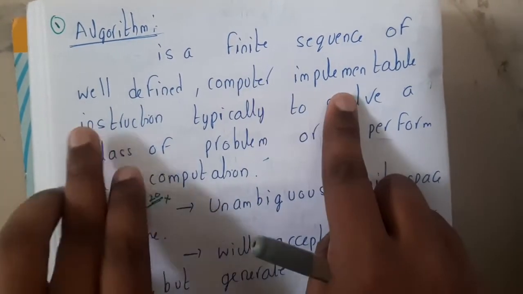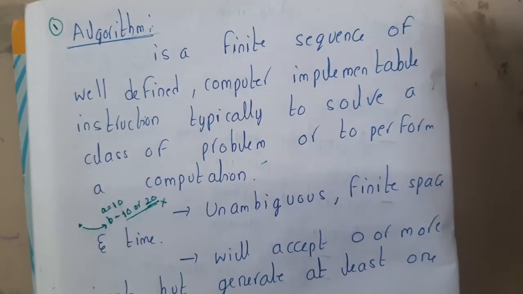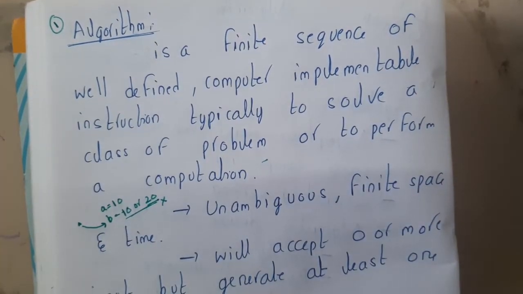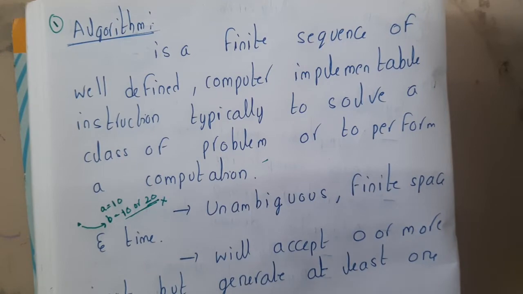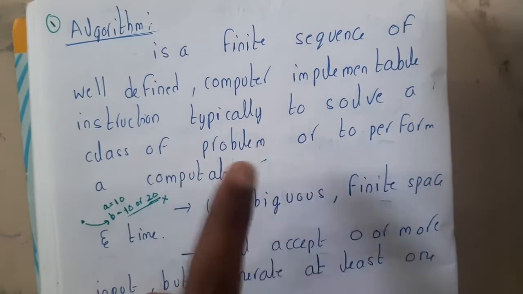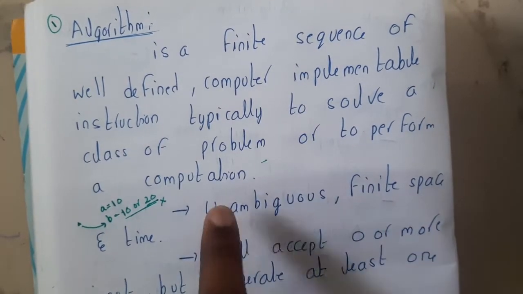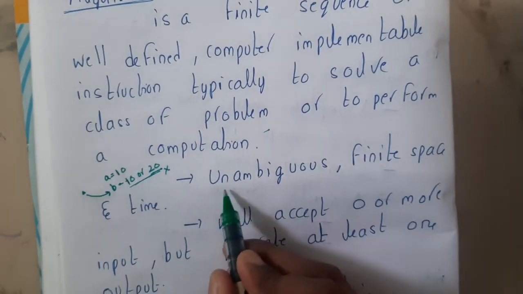Similarly, computer implementable instructions, so basically the computer can execute them. You cannot tell a computer to turn on the stove in your house, right? Those kinds of things might not be possible. Similarly, to solve a class of problems, you should solve a problem or do some computation. So the main characteristic is unambiguity.